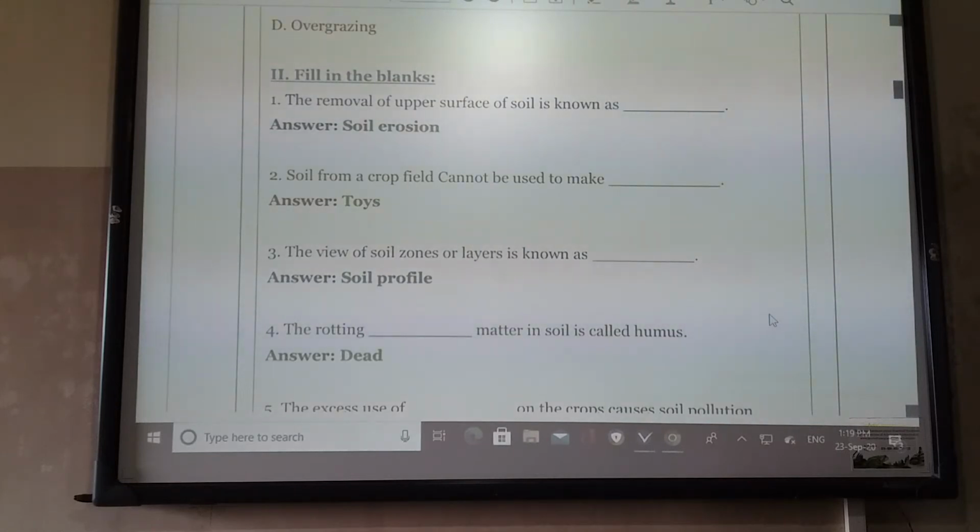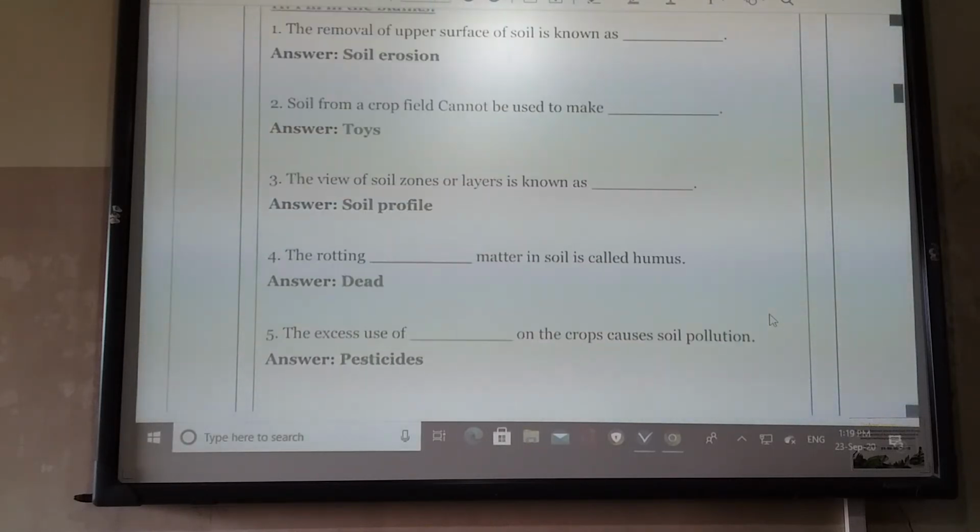The view of soil zones or layers is known as the soil profile. Soil profile means the view of the soil zones A, B, C. So we can record that as the soil profile. Next, the fourth one: the rotting dead matter in the soil is called humus.